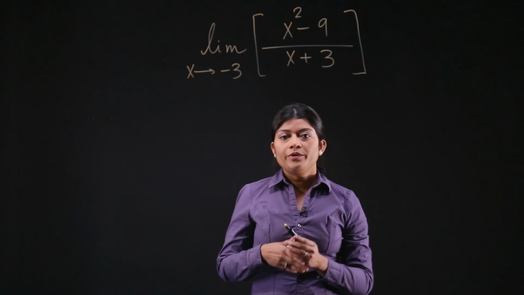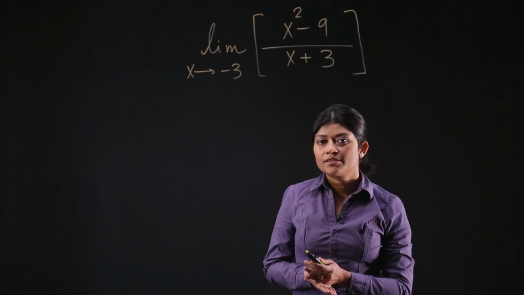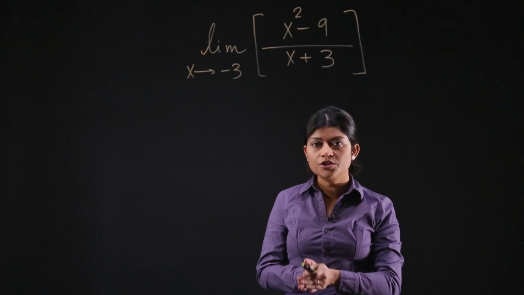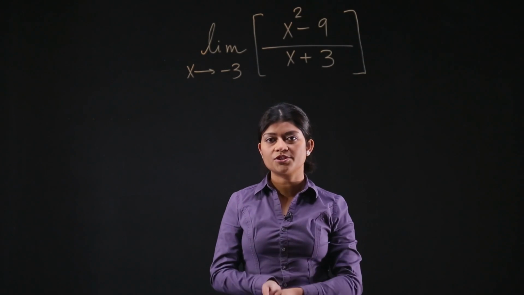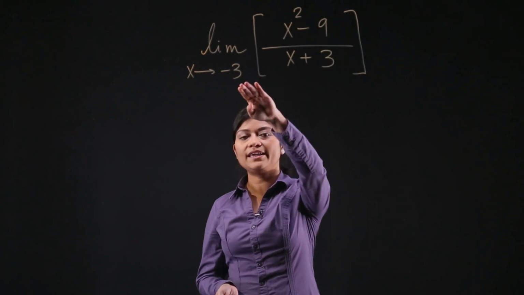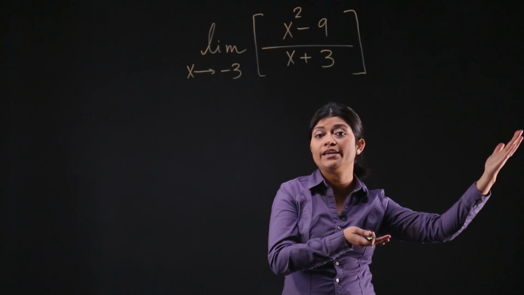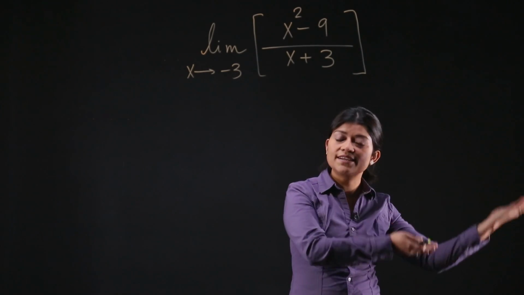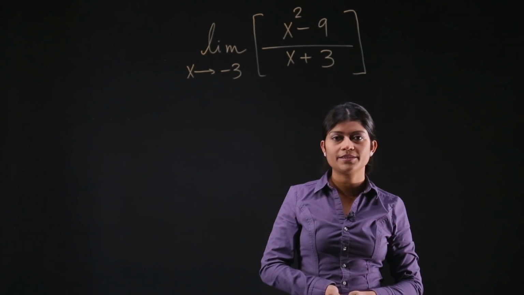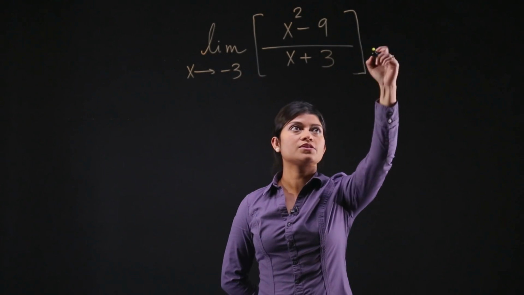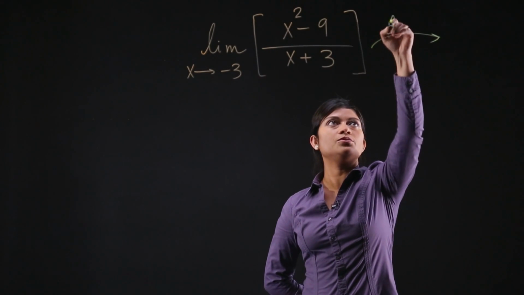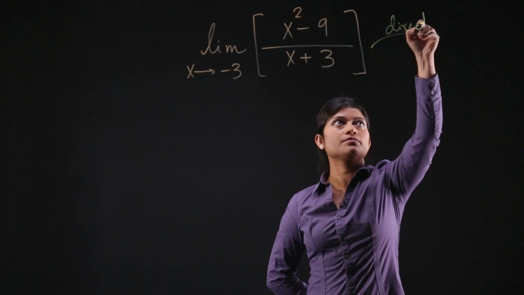Now, when we start evaluating a limit, the very first thing that we usually do is direct substitution, which means you plug in this x value directly into this expression and see if you get a result. If there is a number in the end, that is the limit. So let's do that first. Let's see what happens if you do a direct substitution.